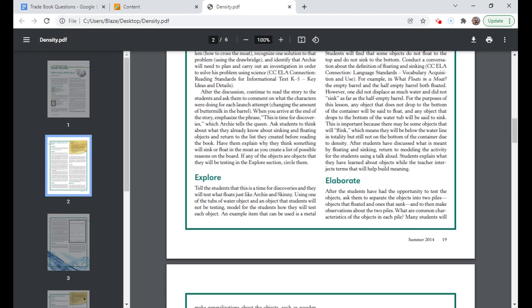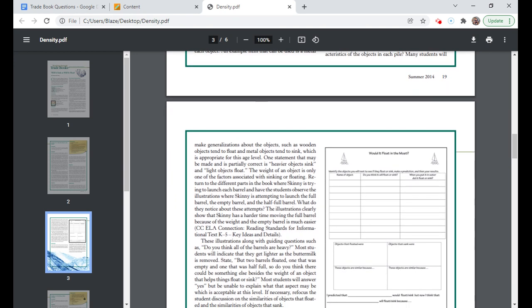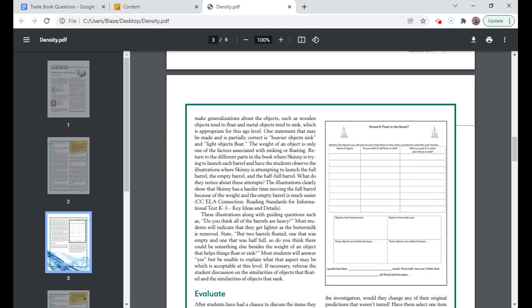For the elaborate part, the students have the opportunity to test the objects and separate them into two different categories, the ones that floated and the ones that sunk, and make observations about the two piles and see what's different from the ones that floated to the ones that sunk, and think about the weight of the objects, if that played a factor in the sinking or floating portion.